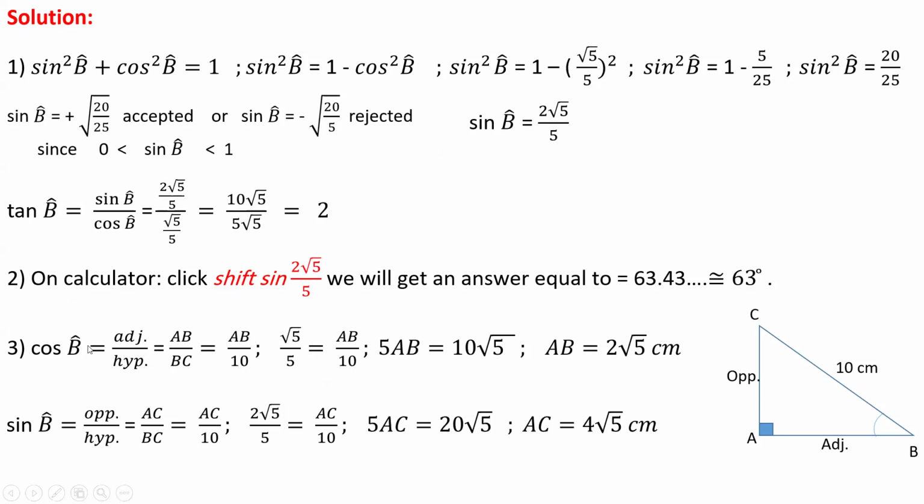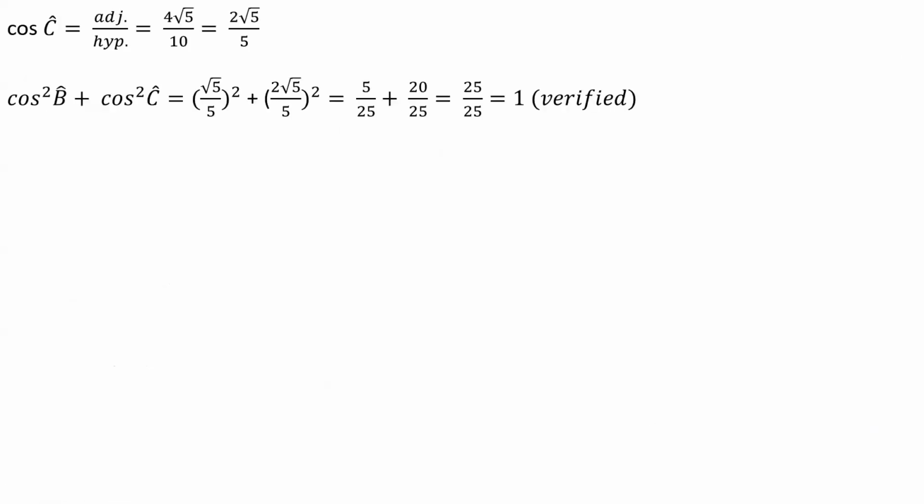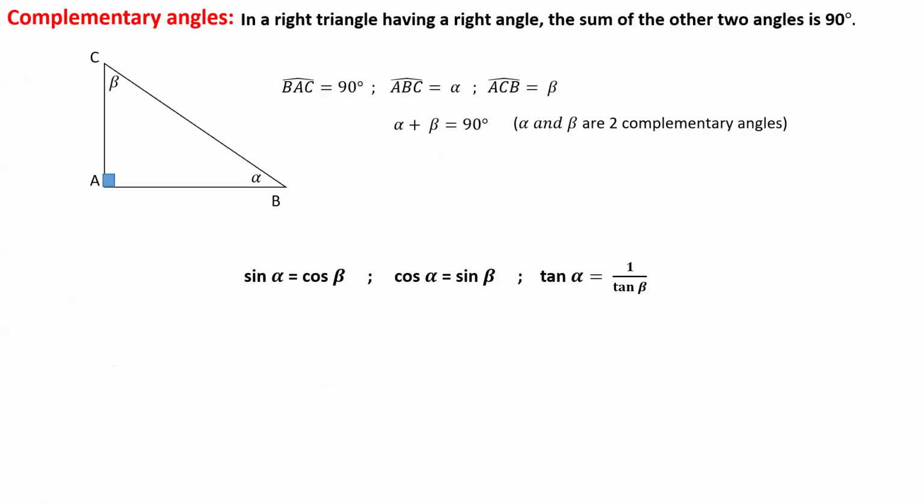Now, if I have to calculate AB, cosine B equals adjacent over hypotenuse equals AB over AC. So we have cosine B, which is equal to radical 5 over 5, equal to AB over 10, because BC is equal to 10. We cross multiply, then 5AB is equal to 10 radical 5, then AB is equal to 10 radical 5 over 5, then AB is equal to 2 radical 5 centimeters. Also from sine B, we calculate AC in the same way. These exercises are very important to practice, okay?